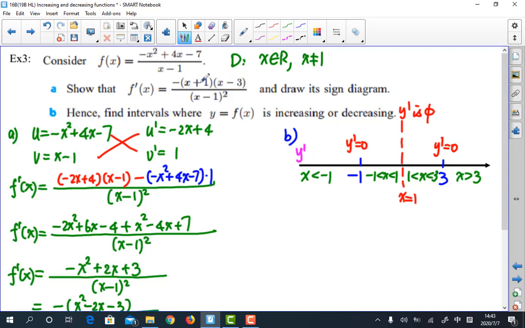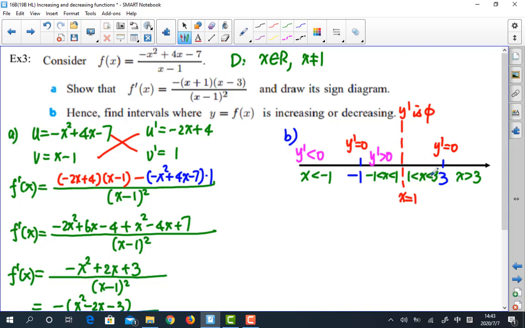So x equals negative 2, negative 2 plus 1 negative, negative 2 minus 3 negative. Negative times negative is still negative. The bottom must be positive, so the top is negative. So on this interval, y prime should be less than 0. Between negative 1 and 1, let's pick up x equals 0. Let's plug in. Negative 0 plus 1, negative 0 minus 3, negative, negative, negative become positive. Bottom is positive. So this y prime is greater than 0.